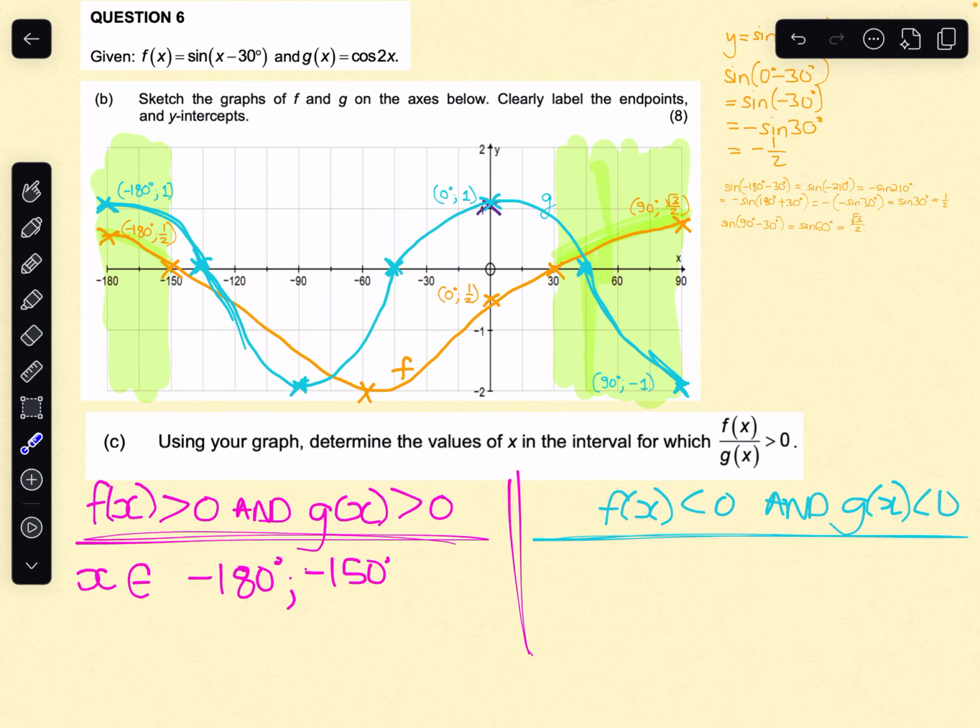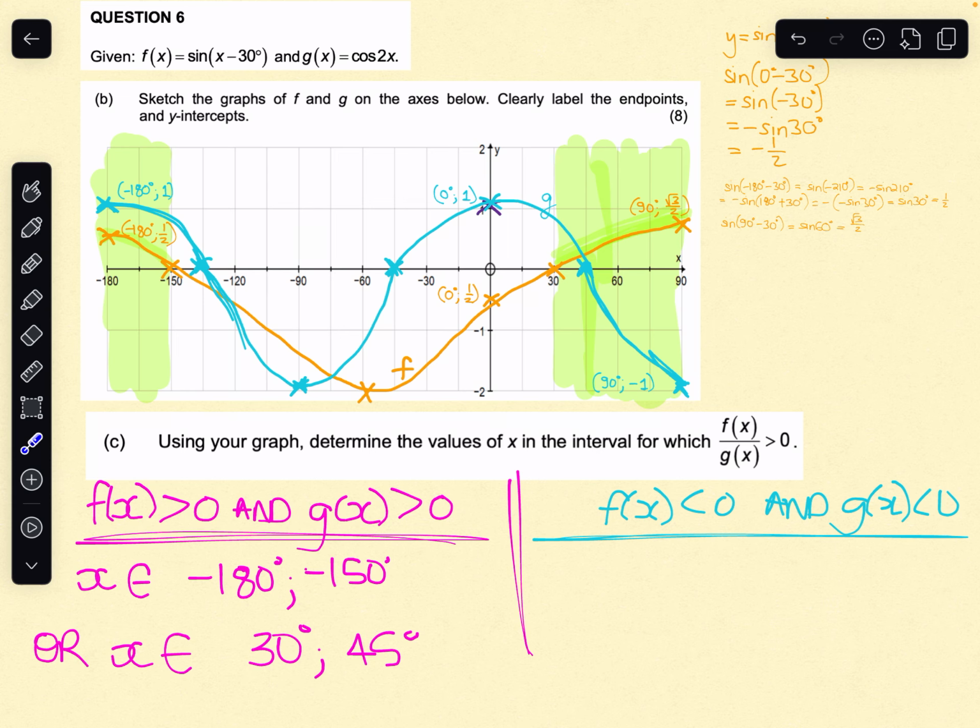Then let's look here, between 30 and 90. Between 30 and 90, my f is positive. My g is only positive from 30, and then over here at 45, it dips into the negatives. So it's only actually between 30 and 45 that f and g are both positive. So it's only between 30 and 45 that both of these conditions will be true. Right, so that is the one side.